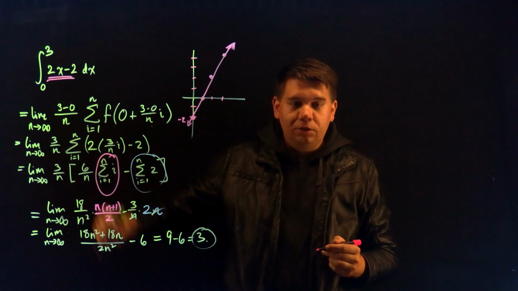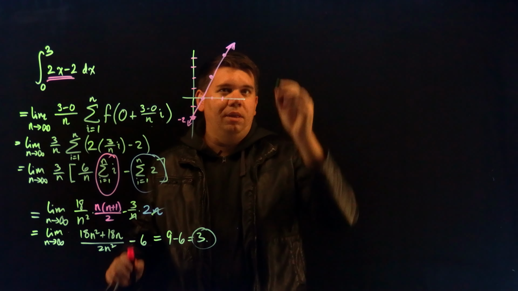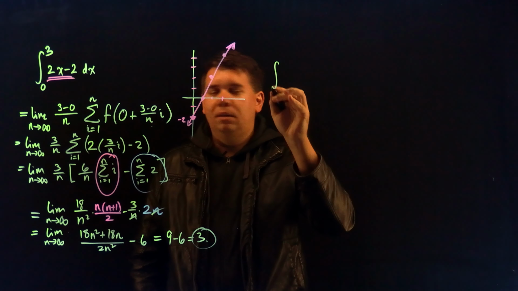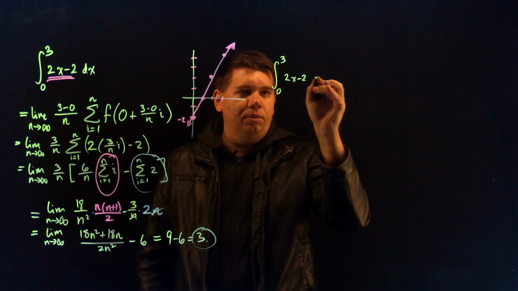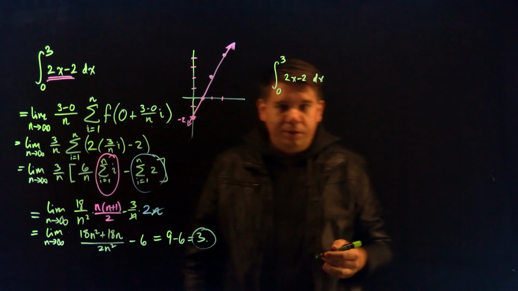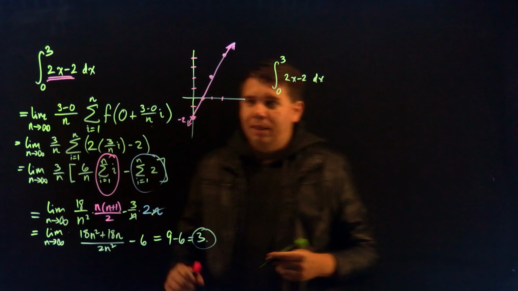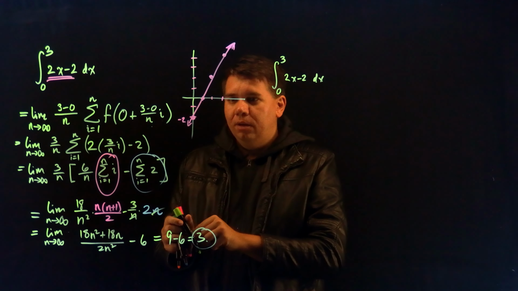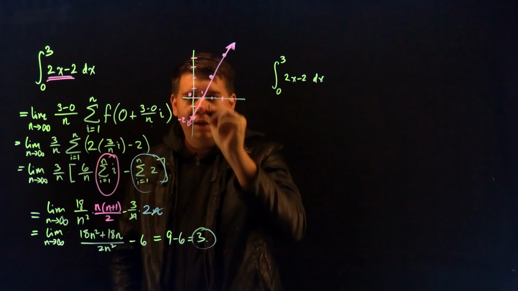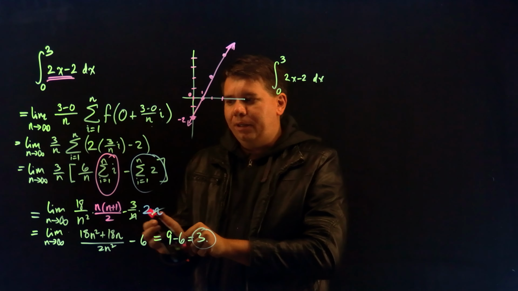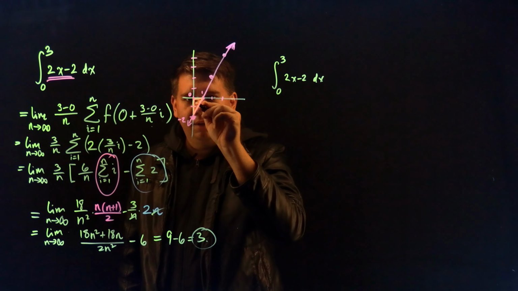It's just a line. And so now let's take a moment to think, what is this area from 0 to 3 of 2x minus 2? Well, here we need to remember the definite integral represents the signed area. That is, over here, from x equals 0 up until x equals 1, all of the corresponding area is negative area. This is negative area.